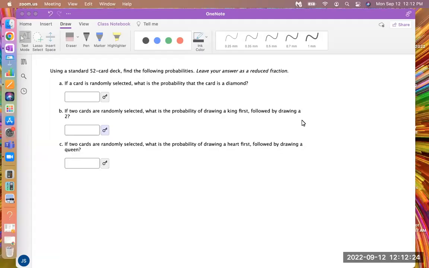Using a standard 52 card deck, find the following probabilities and leave your answer in as a reduced fraction. If the card is randomly selected, what is the probability the card is a diamond?